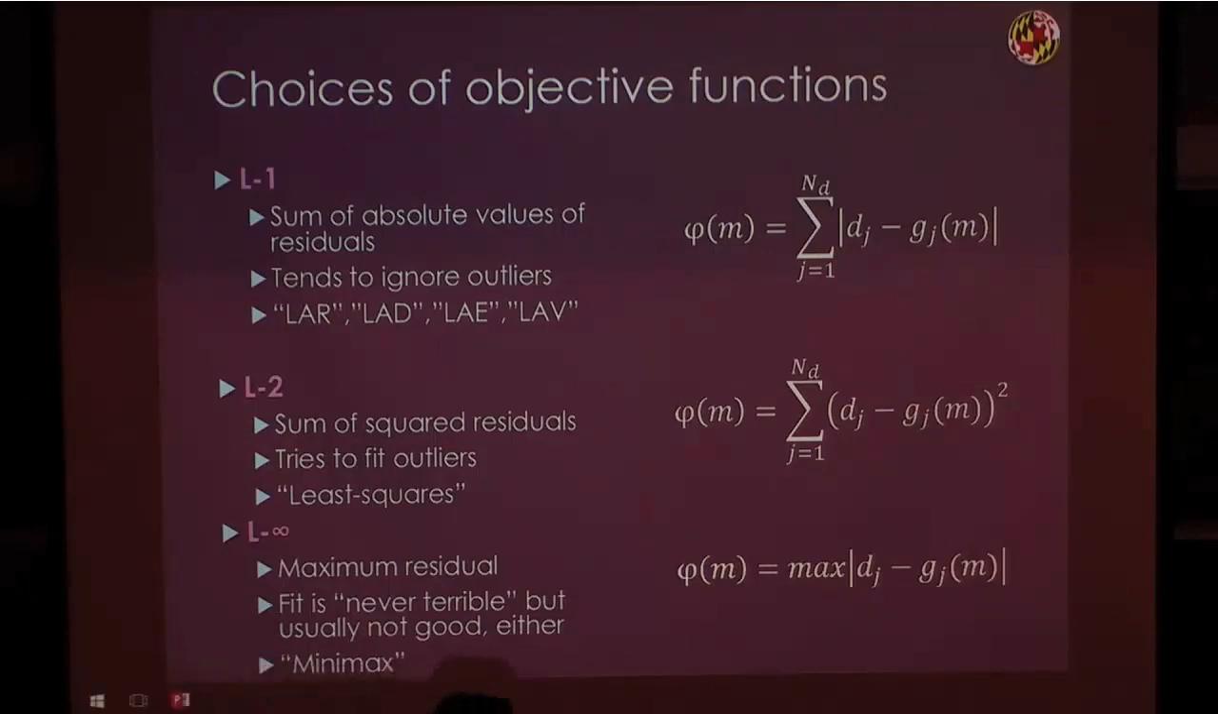What this approach, this L infinity norm, does is it produces something that's never terrible. So if you never want to be too far away from any given data point, you should use this approach. But you're also not going to be, in general, very close to any of the data. I mean, it depends on how much variability there is.